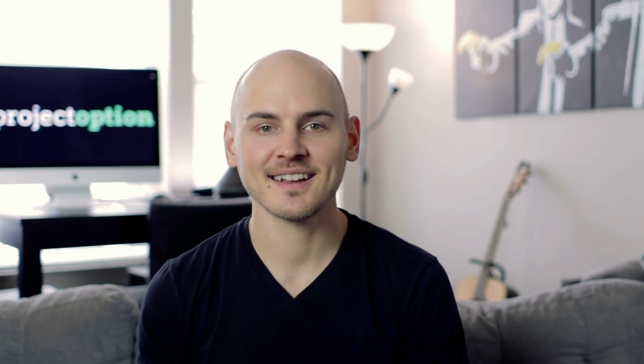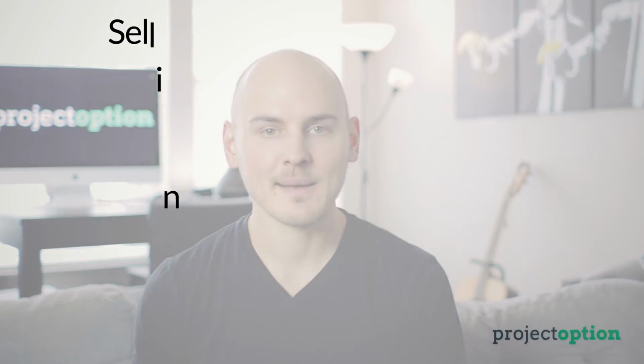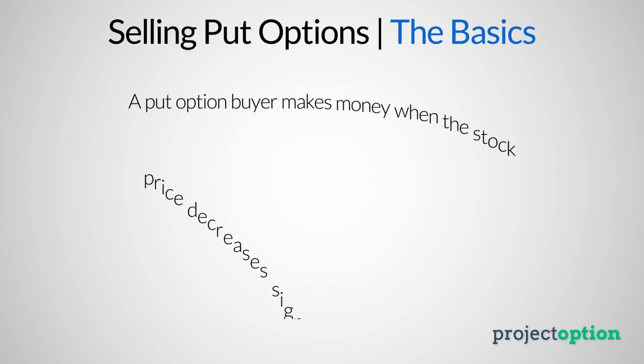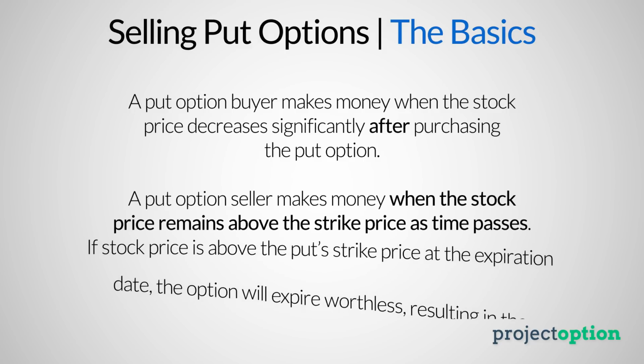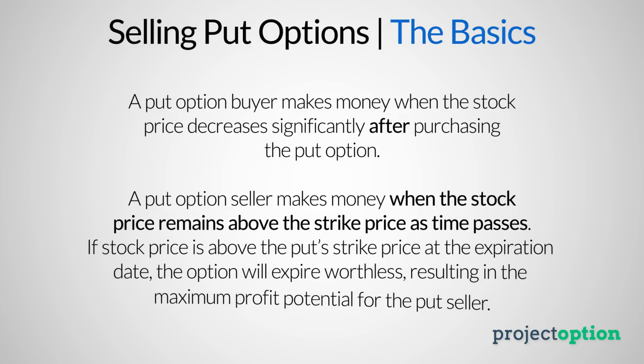Now, with that being said, it's possible to profit on options trades by selling a put option, in which case you'll make money if the stock price does not drop below the put's strike price over time, and ultimately you'll keep 100% of the profits if the stock price is above the put strike price at the time of expiration.